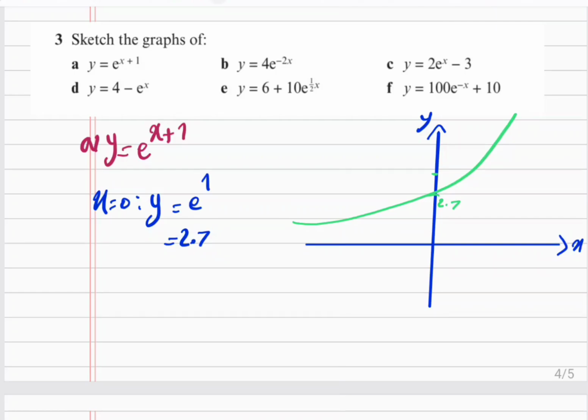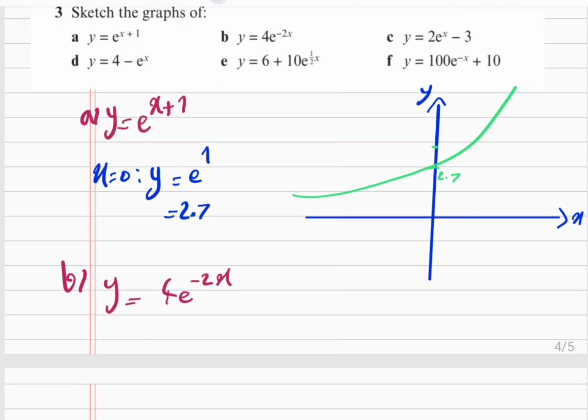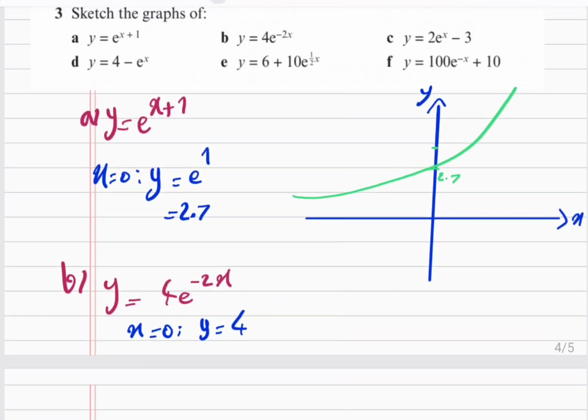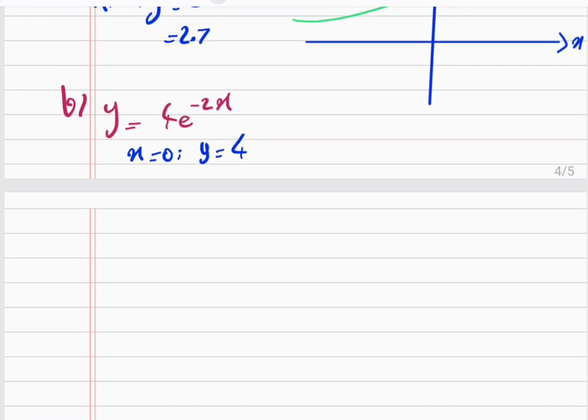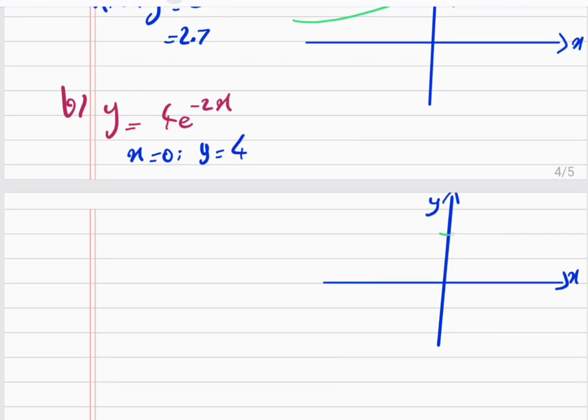Now, in part B, we have y equals 4e to the power minus 2x. So this is very similar. Again, we set x equal to 0, and that just gives us 4. So 4 is going to be the y-intercept in this case. So let's say here is 4. The next thing to notice is that when the y-intercept is equal to 4, the asymptote is still just the x-axis.